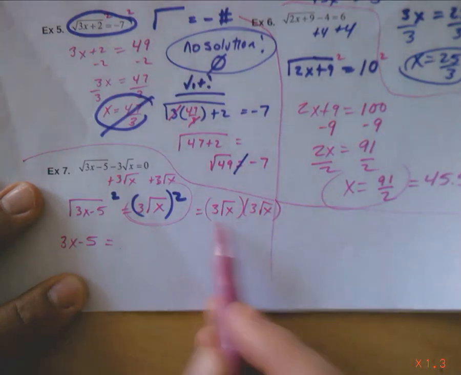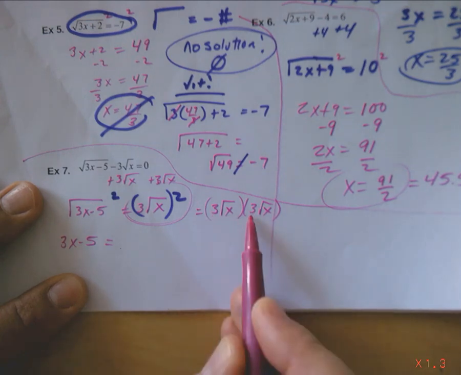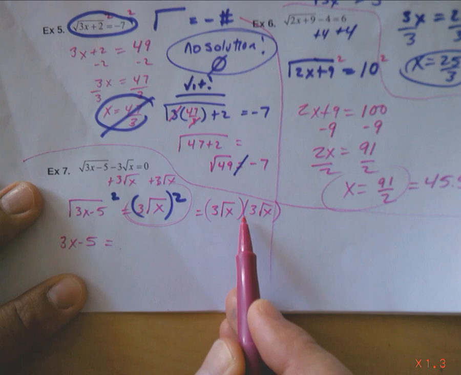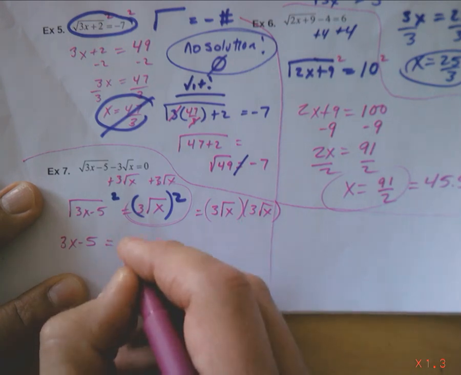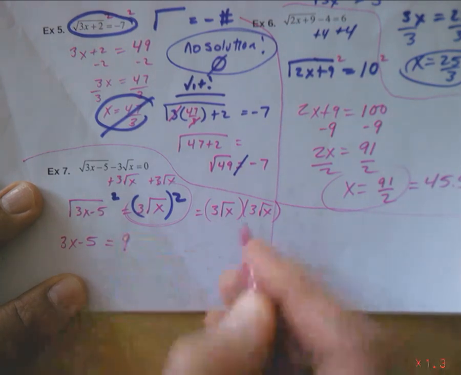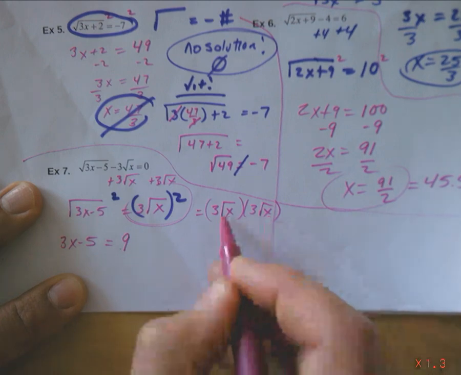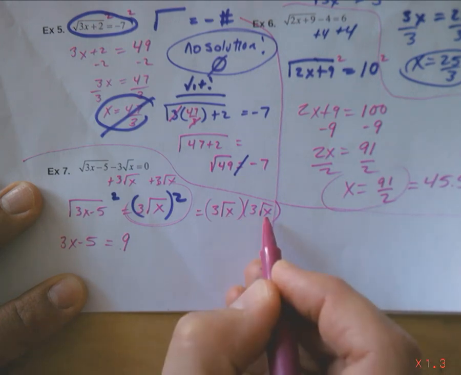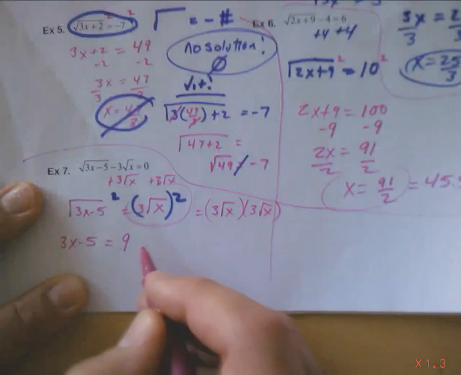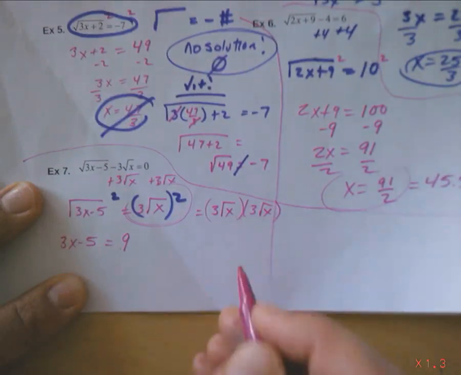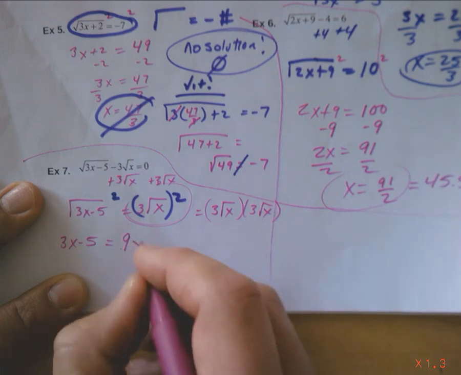When you take 3 root x times itself, you basically multiply the 2 guys in front. What's 3 times 3? 9. And then you take root x times root x. What's root x times root x? What's the square root of x times the square root of x? What's the square root of 7 times the square root of 7? Yep, we just get x.